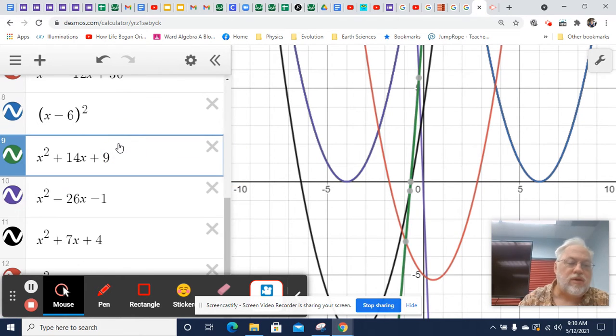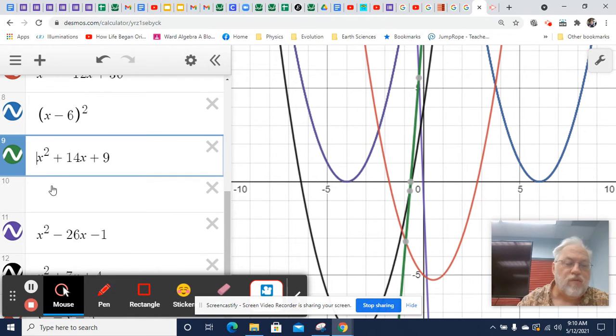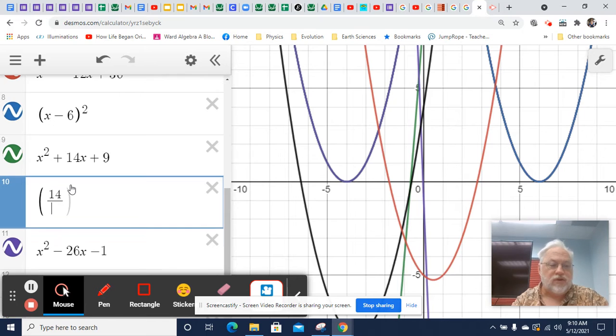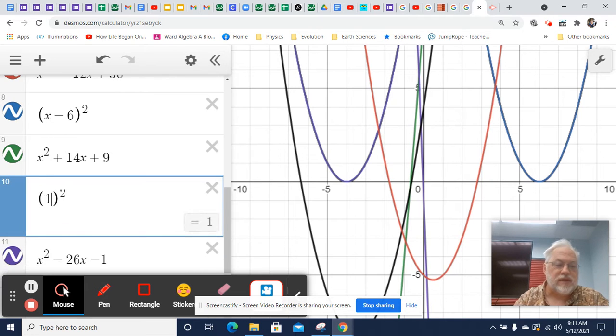So first thing I want to do is look at this and notice that I have a lead coefficient of 1, so I don't need to worry about that. All I'm going to have to worry about right now is figuring out what half of 14 is. And half of 14 is 7. So 7 squared is going to be 49. So I'm going to figure out 14 over 2, and I'm going to square that. 14 over 2 squared is the same as 7 squared, and of course that's 49.